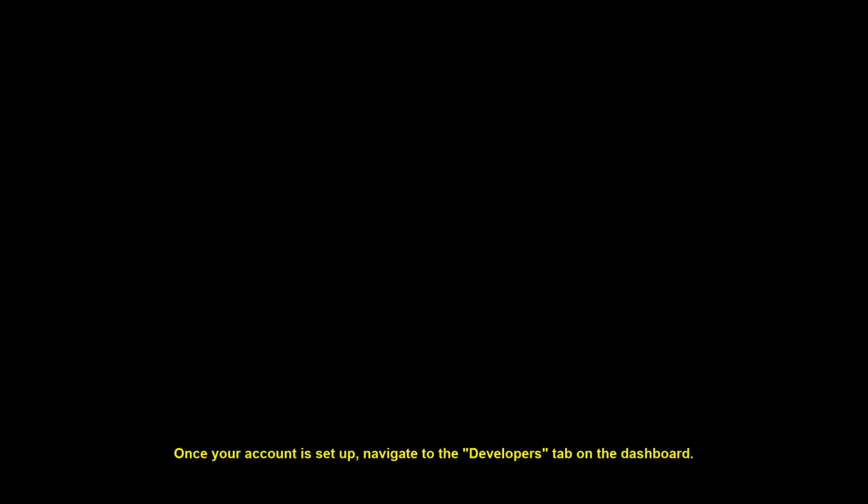Once your account is set up, navigate to the Developers tab on the dashboard. Under the API Keys section, you'll find your publishable and secret keys. Copy the publishable key for use in your website or app. Secure your secret key as this is sensitive information.